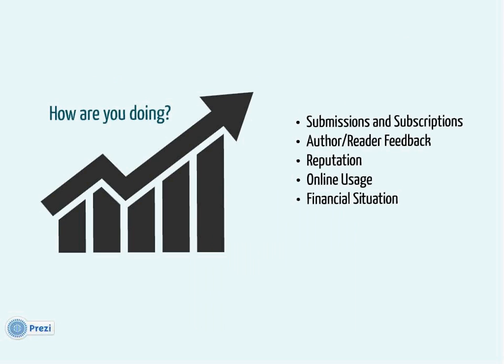Since I primarily work with journals, some of the things that I look for are submission and subscription information. If you're working for a society, maybe your membership rates, what your consumers are thinking about your company and what feedback they've given you, what your reputation is in the industry and among your colleagues, how people are using your online website. That's becoming a larger part of a lot of organizations, and that's important to look at as well. And then financially, how you're doing.